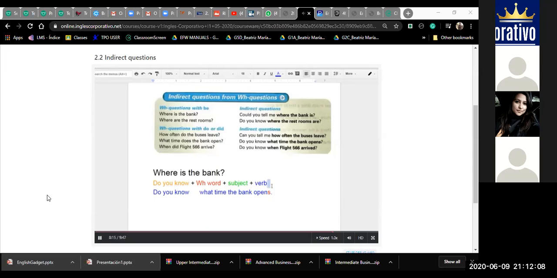When did flight 566 arrive? So in that case, the question could be, do you know? And the WH word is when. And the subject is flight 566. And in this case, we have to change the verb to the past because we're not using an auxiliary. Like we're using the auxiliary, when did flight 566 arrive? In this case, this verb is in the present, but that's because we're using the auxiliary did. So in this case, since we removed that auxiliary verb that I mentioned, we need to change that verb to the past form.